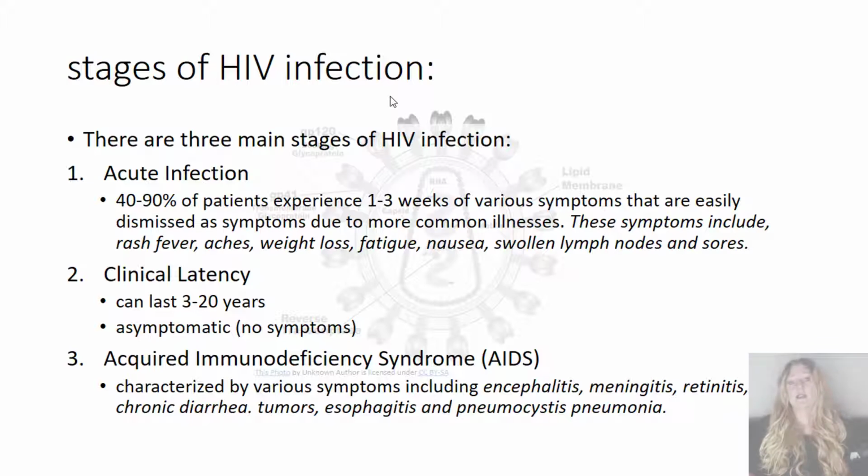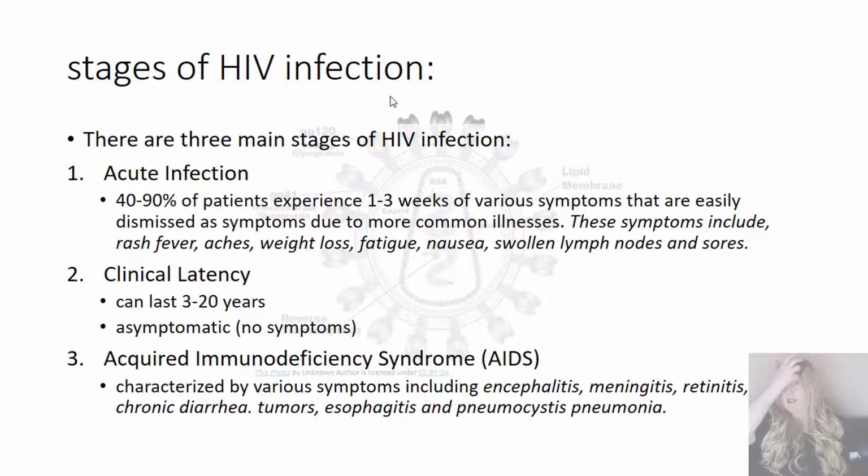Then after that, you have a clinical latency, and the clinical latency can last between 3 and 20 years, depending on if the person gets treated. And actually, if a person can get treated, we've seen some strains of HIV that have been controlled by antiviral medications and have not progressed on to AIDS. So it's very important to get an early diagnosis, because that's really going to help a person's chances of being able to live a healthy, full life.